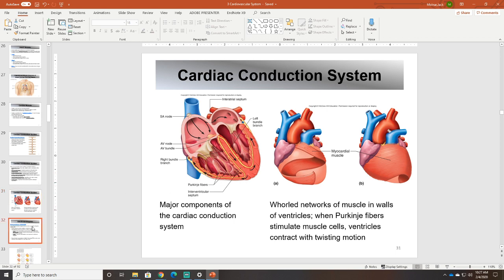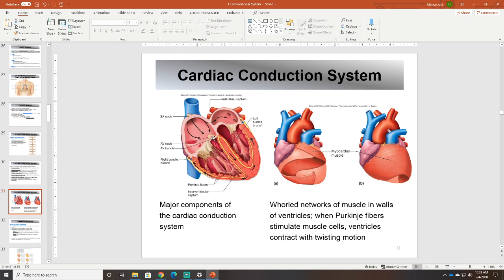One more thing. I can't remember if we talked about it or not in here. I don't think it's in the slides, so I'll go ahead and talk about it. Interesting thing, if you have a problem with the SA node, the AV node can actually take over. So if for some reason the SA node is damaged, and this does sometimes happen, the AV node can take over, and the AV node will become the pacemaker. Normally, it's the SA node that generates that signal to contract, and so the SA node is called the pacemaker of the heart. If it's damaged, the AV node can take over.